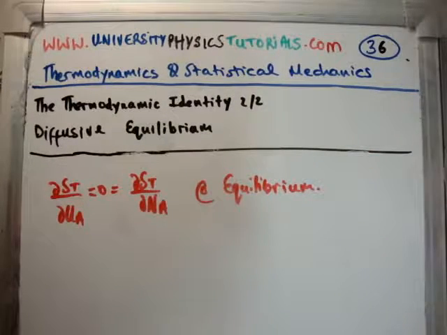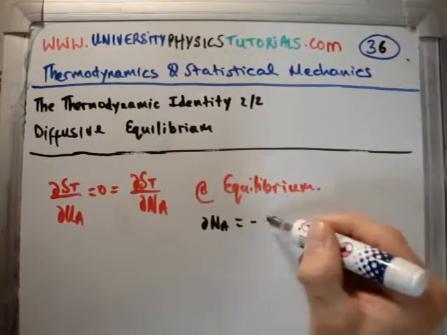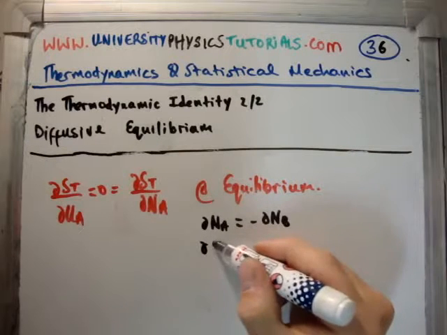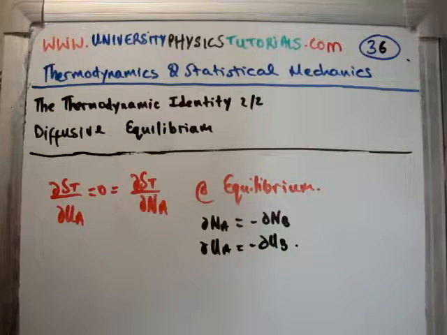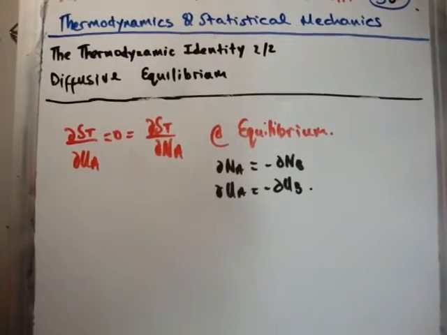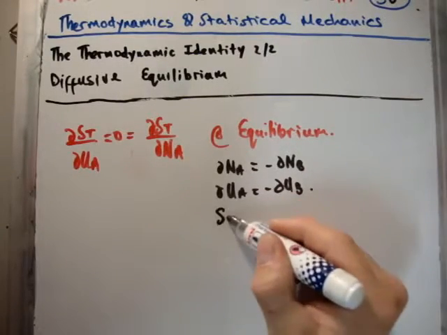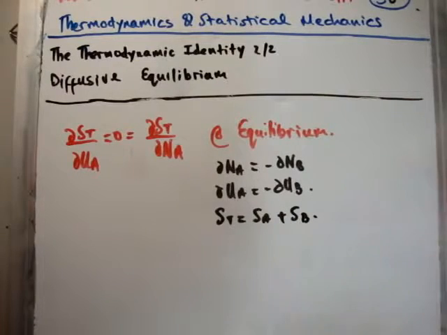So look, the usual tricks here: we know that del N sub A is equal to minus del N sub B. Okay, we know that del U sub A is equal to minus del U sub B. Alright, so look, we can plug all the things in as normal. What we're going to get, and that S total is equal to S sub A plus S sub B. That's a pretty important identity.